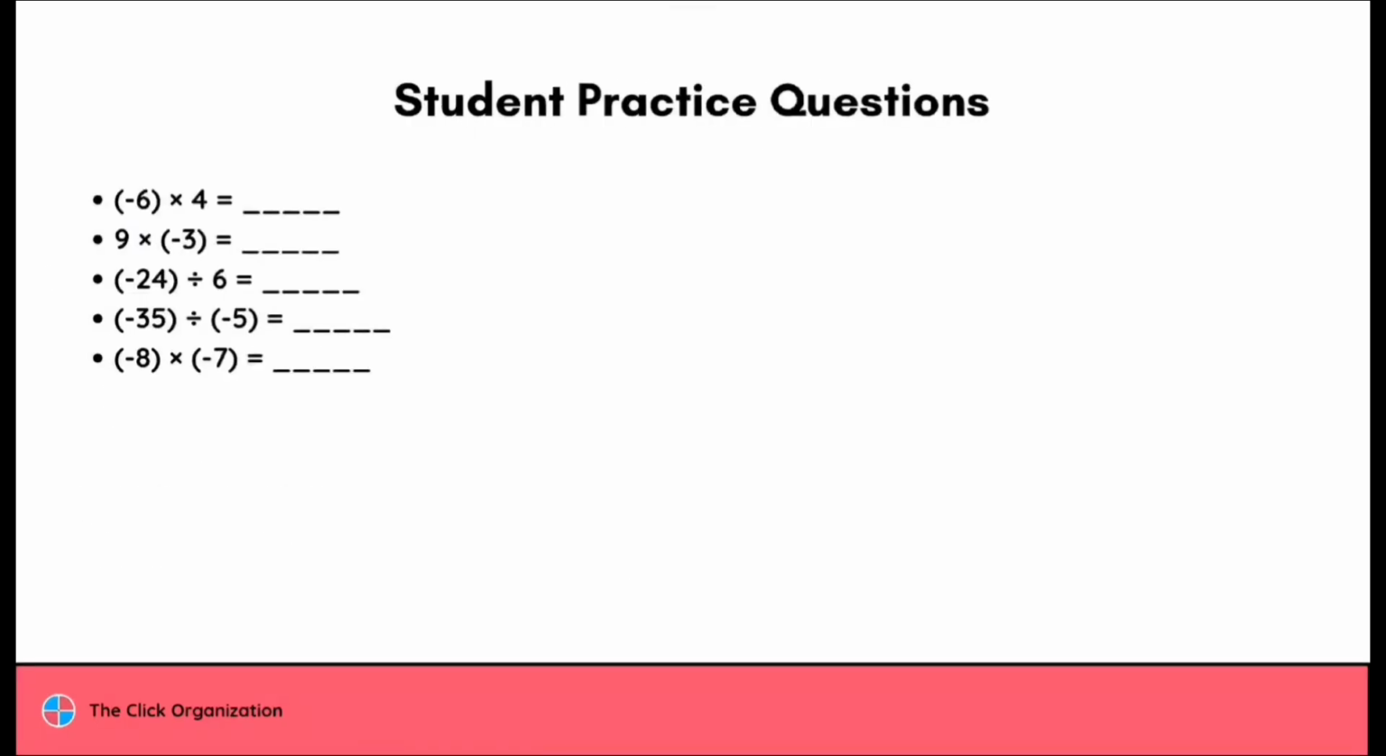Today's lesson, here are some student practice questions. Question number 1 says minus 6 into 4. In this question, you can see that both the integers, they have different signs, right? One of them is positive and one of them is negative. Simply multiply both the integers and keep the negative. So 6 into 4 is 24, and the answer to this question would be negative 24.